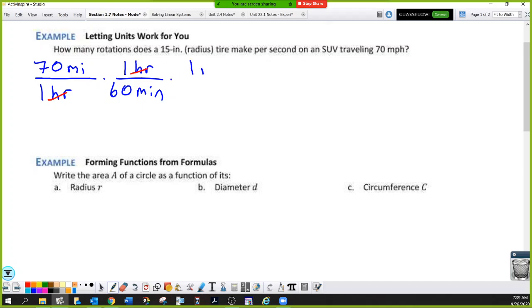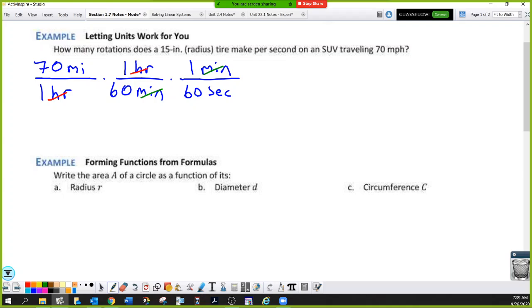In 1 minute, there are 60 seconds. We switch colors for canceling. There we go. Now we have miles per second. Of course, I don't know an actual number, but we have miles per second. We were trying to find rotations per second, so we're getting there, right? Now what we need to do is figure out how we're going to turn our distance, miles, into rotations.